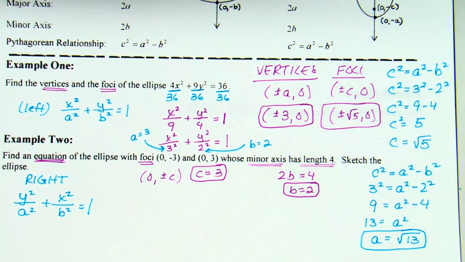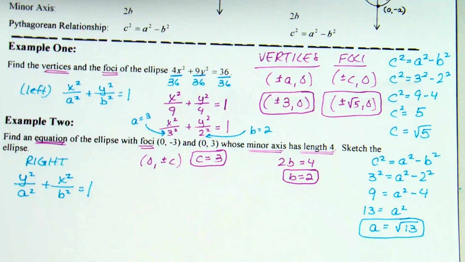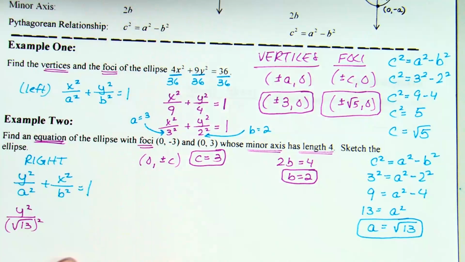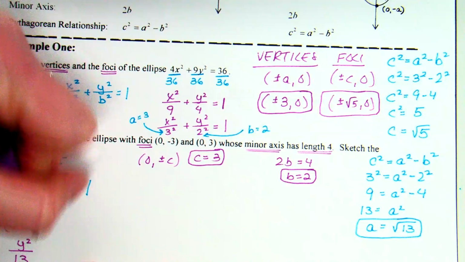Now, can you write your equation now? And don't forget, leave room somewhere to do a drawing. My drawing's going to end up in the middle, the way mine's set up. Okay. Y squared over A squared is going to be Y squared over the square root of 13 squared. But what is the square root of 13 squared? 13. So what I would probably do is write it as Y squared over 13. Just depends. It'd be okay either way.